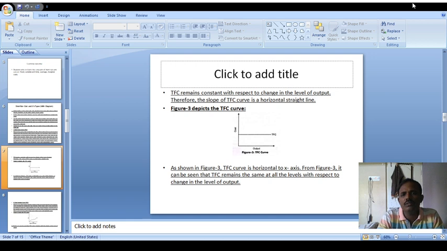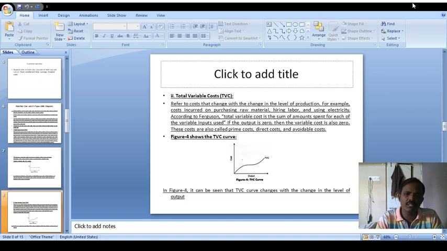TFC remains constant with respect to change in the level of output. Therefore, the slope of the TFC curve is a horizontal straight line. So, the figure shows TFC is horizontal to the x-axis. So, it shows the same cost at all levels.